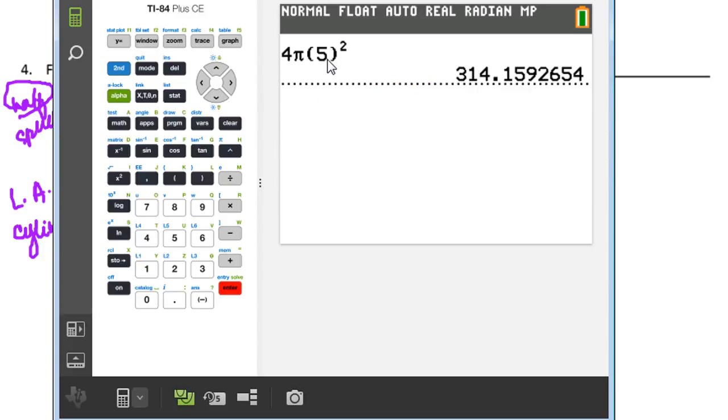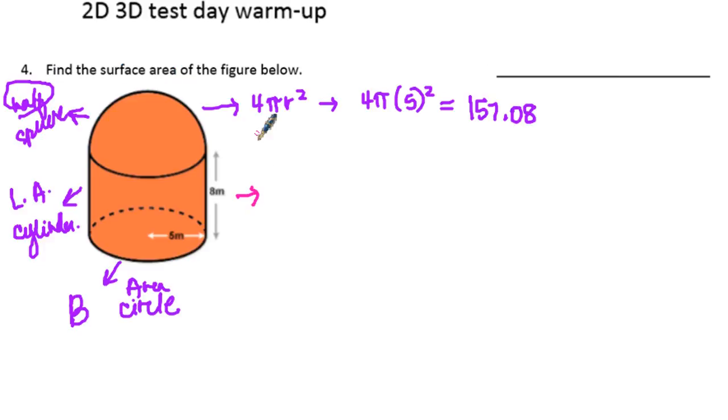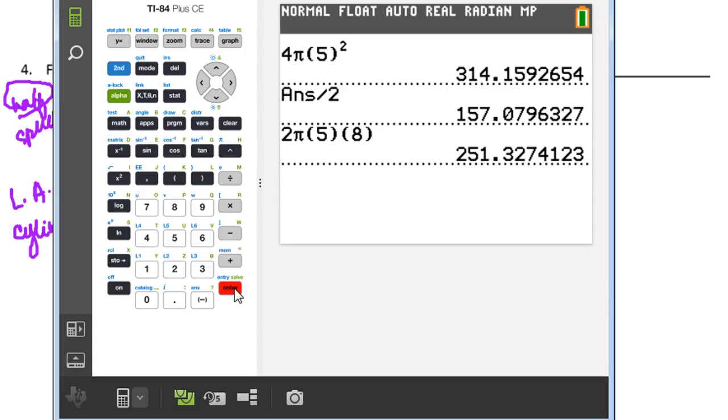According to the calculator, 4 pi r squared is 314.159. But remember, we needed to get half of that. So we're actually going to use 157.08. The lateral area of a cylinder is 2 pi r h. Radius is 5, height is 8. And our calculator gives us 251.33.